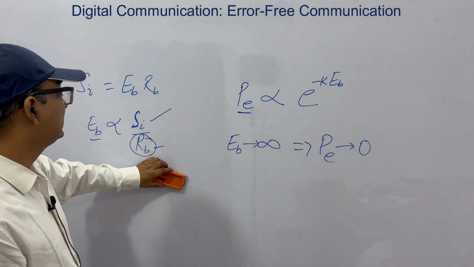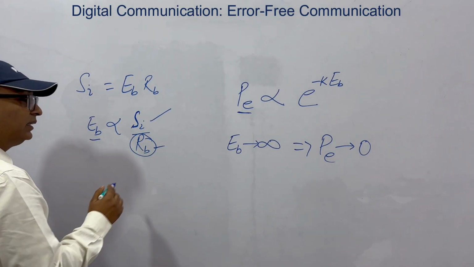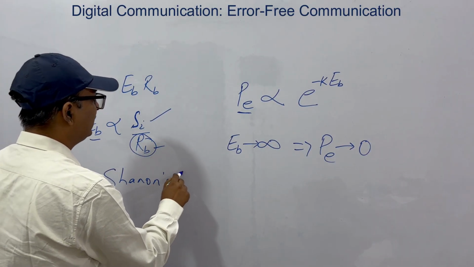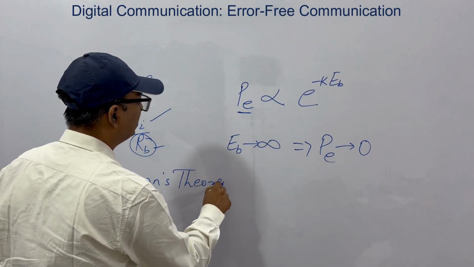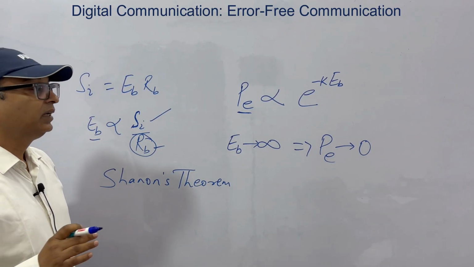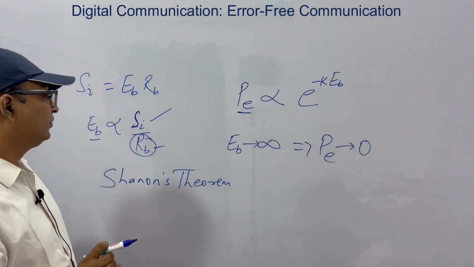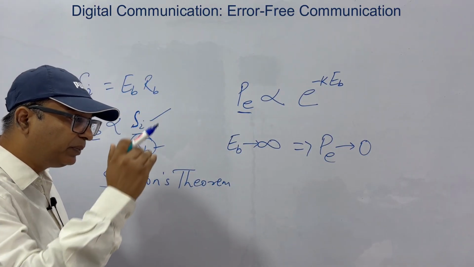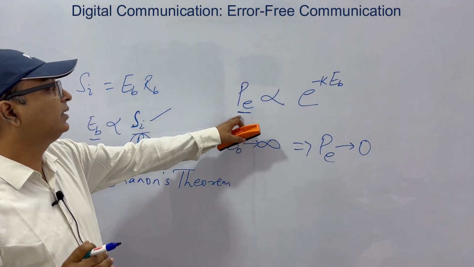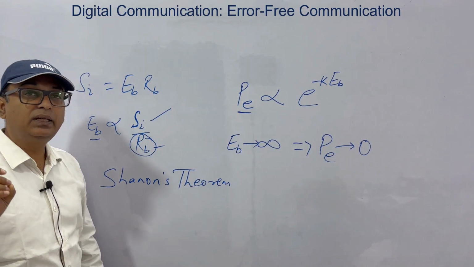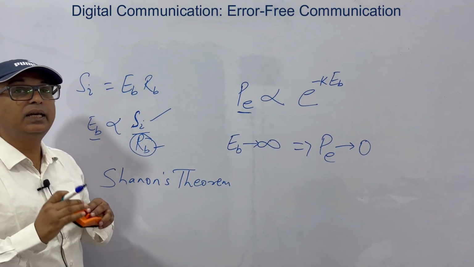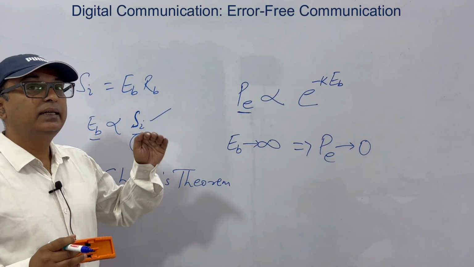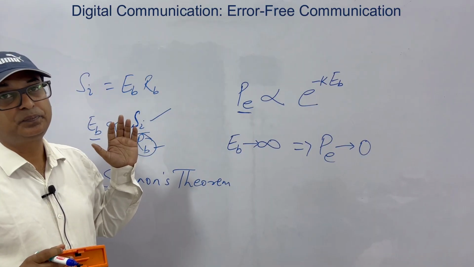Here what we got was Shannon's theorem. We'll study it in detail later on, but for the time being you should understand what Shannon's theorem is. Shannon's theorem defined a term called channel capacity, and according to this theorem, if the data transfer rate is kept below the channel capacity, then we can have P equal to 0. That is, our probability of error will be 0. That is, we'll achieve error free digital communication if the data transfer rate is kept below the channel capacity.